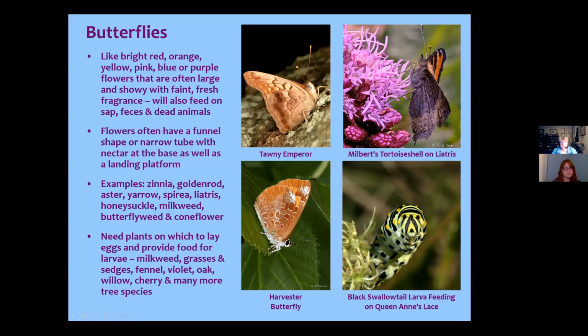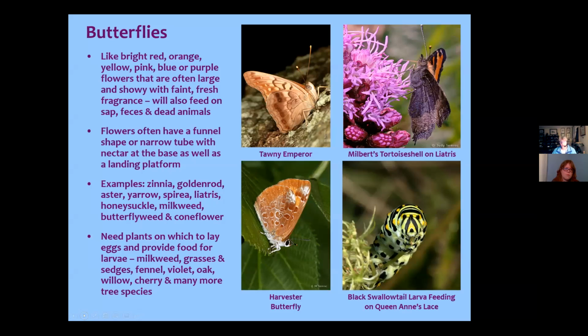Our butterflies. This is the one that I think most people are trying to attract as far as a pollinator group because they love the colors. They love seeing them come through their yard. So again, they like the bright colors, the reds, the oranges, pinks, blues, purples. And usually they're often large or they're showy. They may have a faint fragrance.